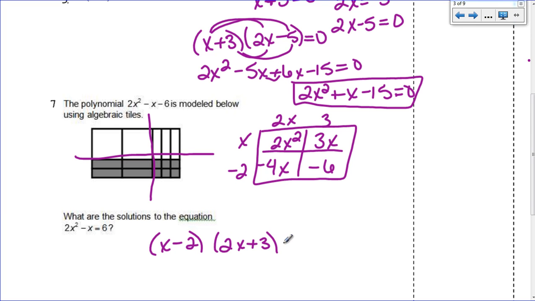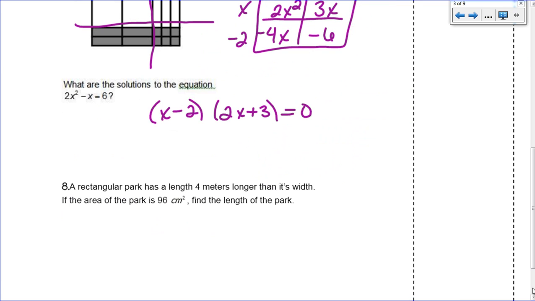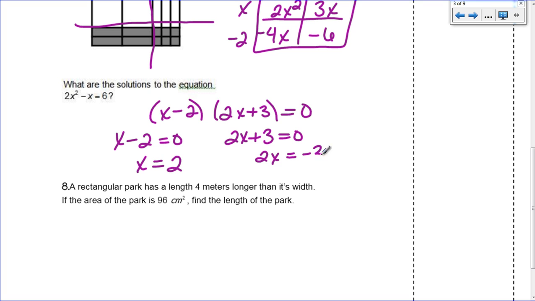And if I want the solutions, I take each one of those, set them equal to 0. And so if I do x minus 2 equals 0, that gets x equals 2 because I added 2 to both sides. And then when I do 2x plus 3 equals 0, I subtract 3, so I have 2x equals negative 3. And then when I divide by 2, I get x equals negative 3 halves. So there are your solutions.